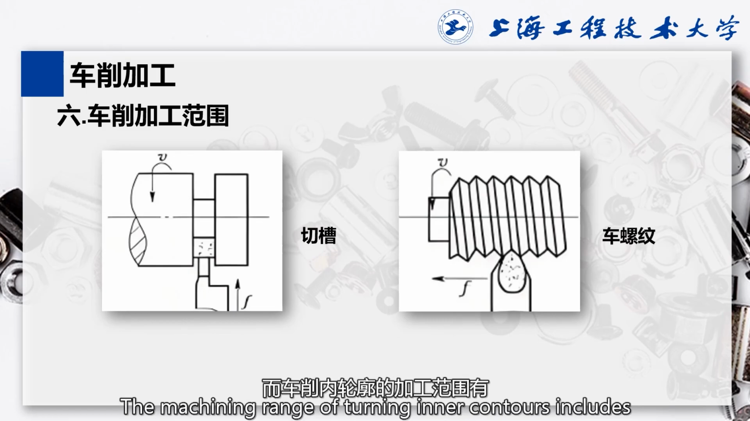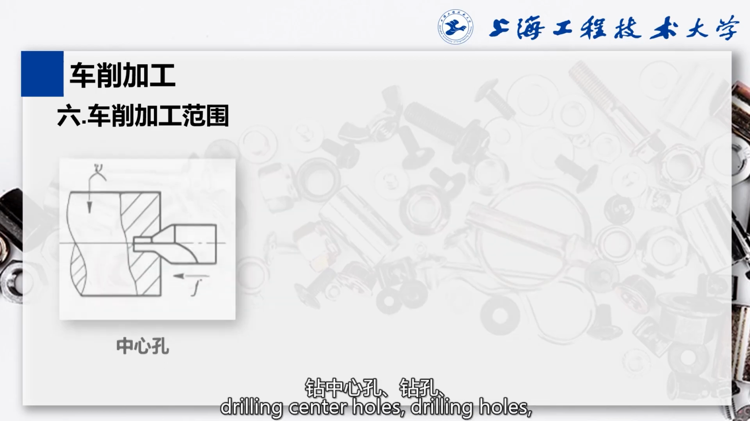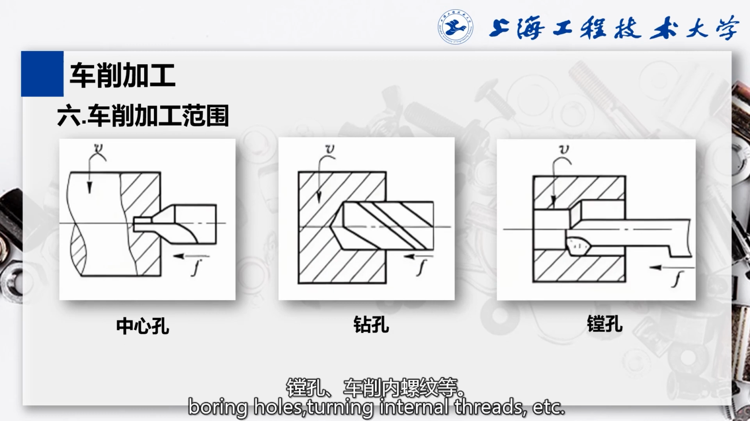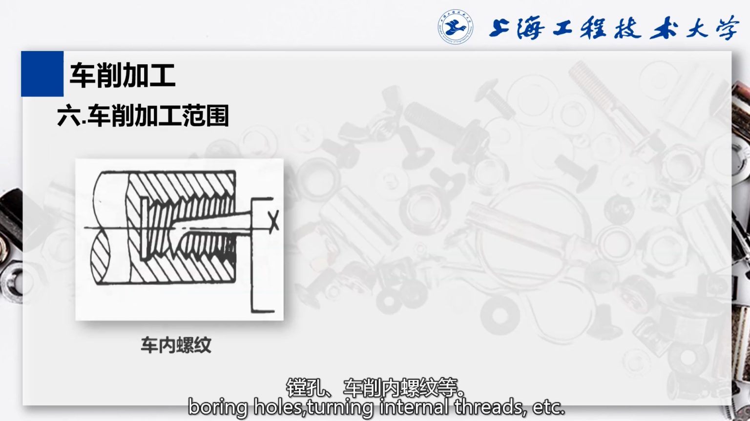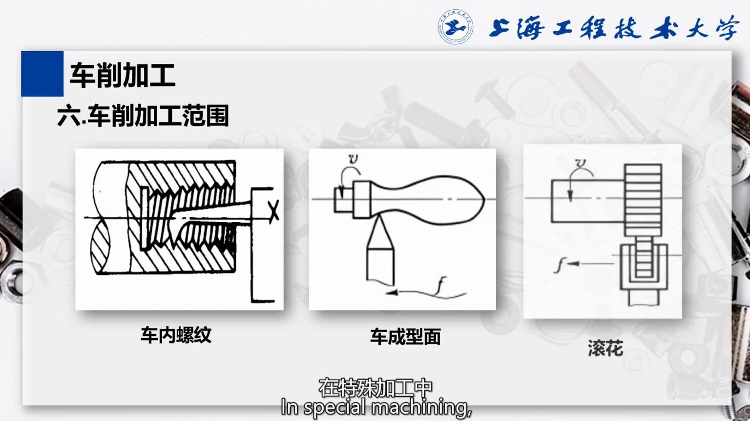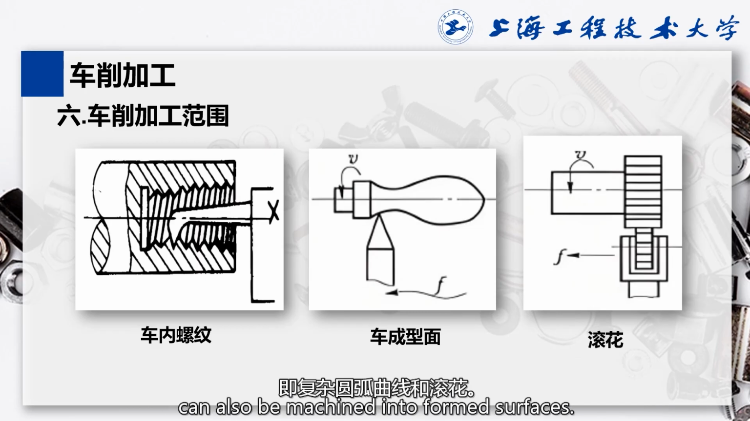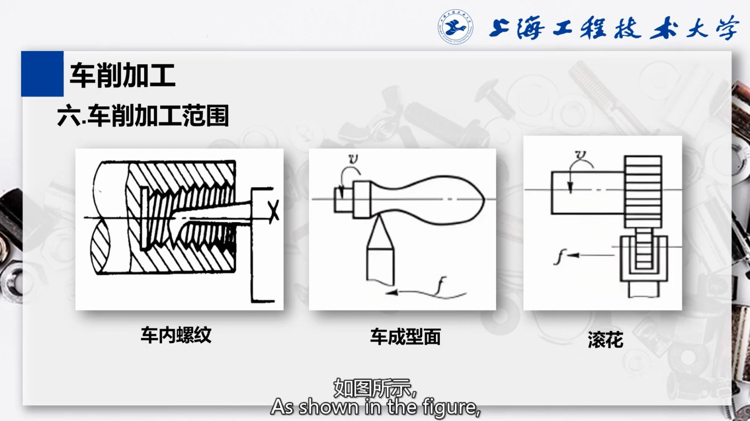The machining range of turning inner contours includes drilling center holes, boring holes, turning internal threads, etc. In special machining, complex circular curves and rolling patterns can also be machined into formed surfaces, as shown in the figure.